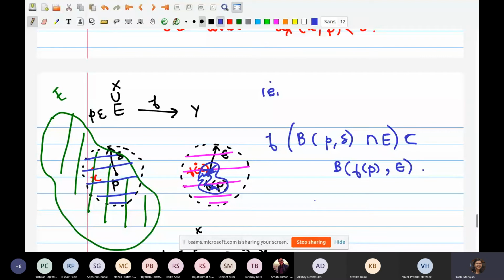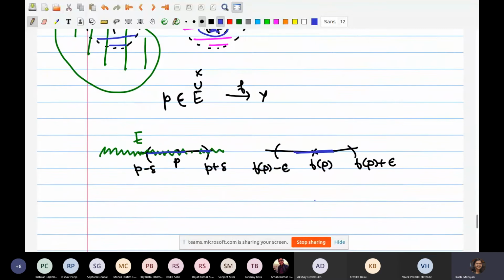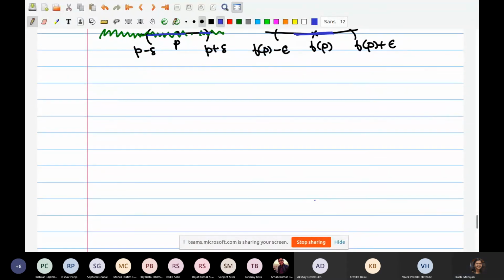So much like the concept of limit, there is an equivalent criterion for continuity at a point also in terms of sequences. Let me state that next. So theorem: suppose that X and Y are metric spaces.